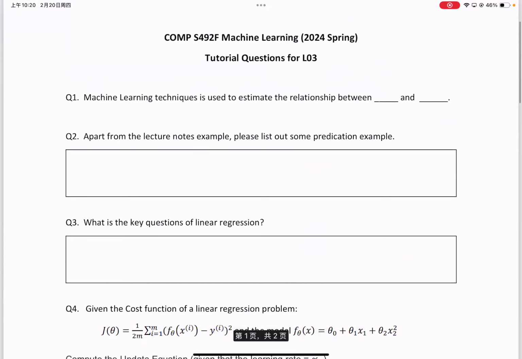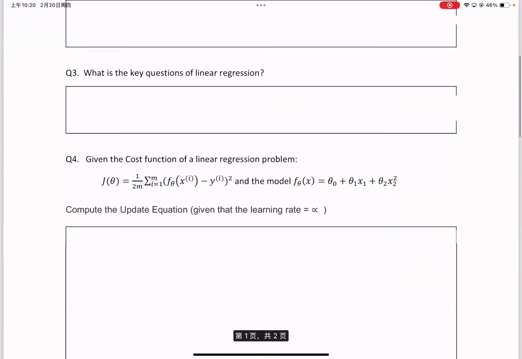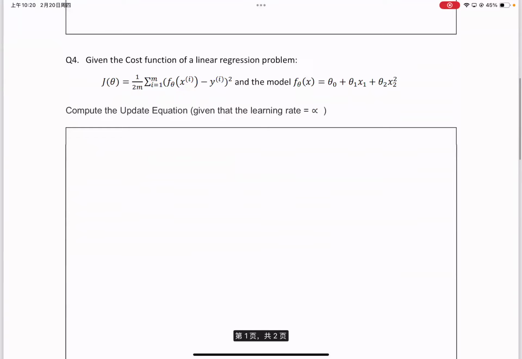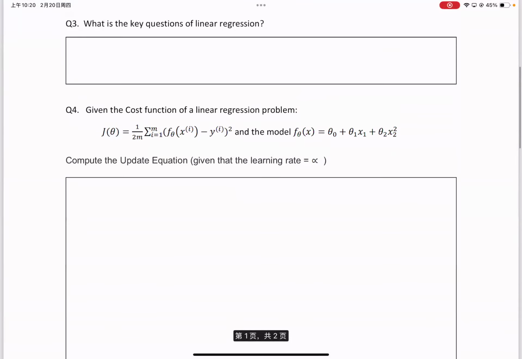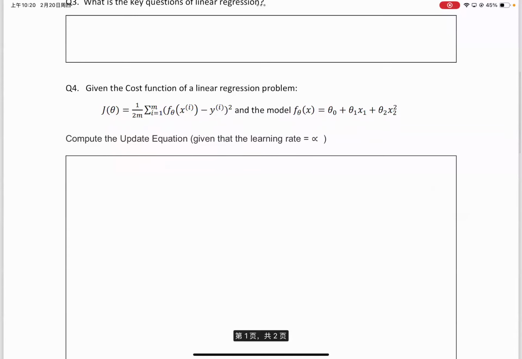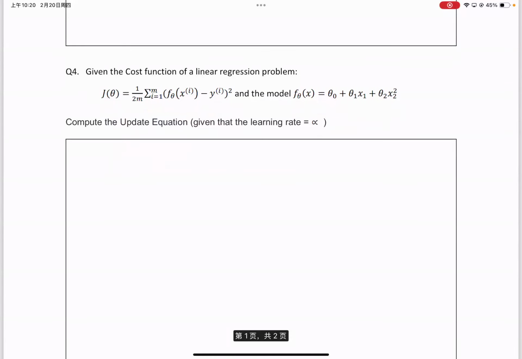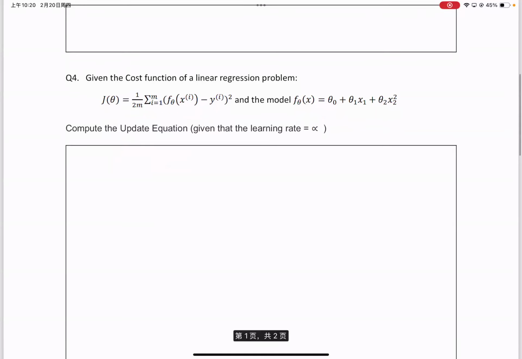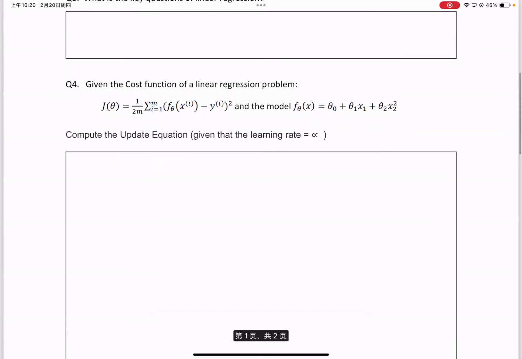Yeah. So here, firstly, there are some questions about the theoretical things, and I'm not going to talk about them, okay? Later, I will upload the answers. You can have a look at the answers. Today, I want to show you how to do the calculations for the questions that you might meet during the exam.